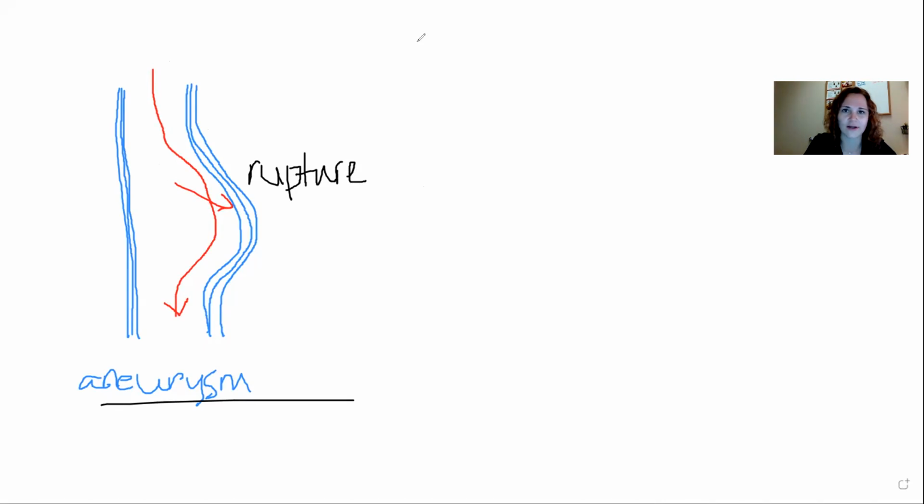Okay, now we're going to go to what a dissection is. So here we're going to have our 3 layers again. Tunica externa on the outer, tunica media in the middle, and tunica intima on the inside of the layer, right? All right, so now we're going to draw a dissection.